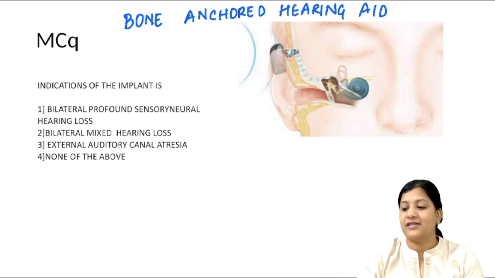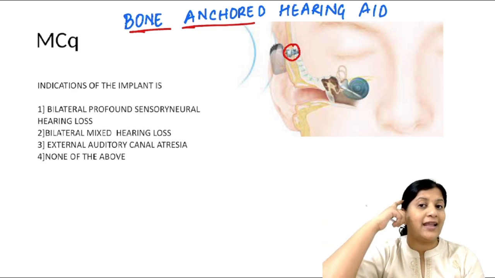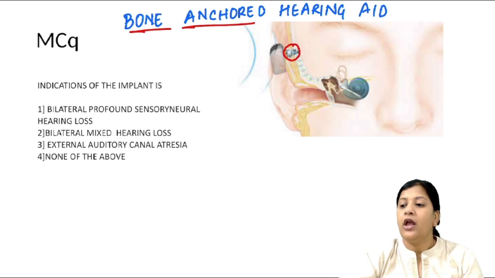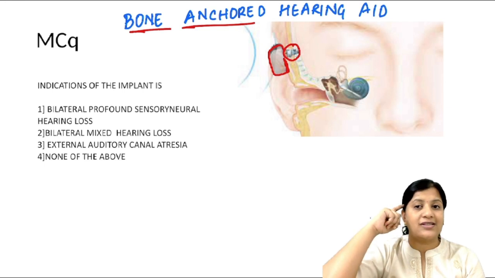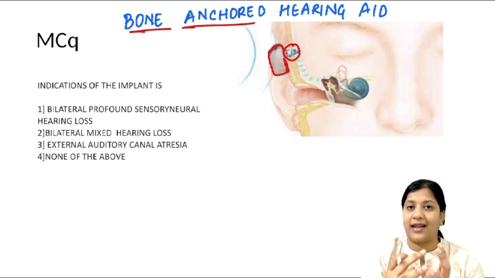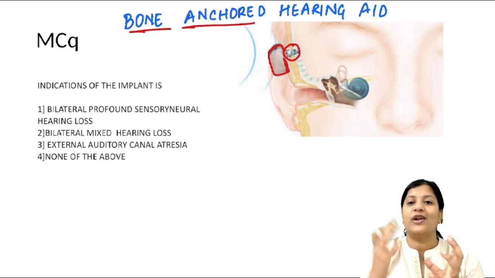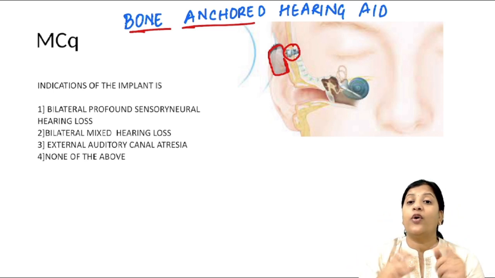So the name itself is giving you the answer. The hearing aid is anchored to bone. As simple as that. So you can see there is a small titanium screw that has got integrated with the squamous temporal bone. Over that, you have got a receiver. So this is a one-time surgery where you will put the screw in the squamous temporal bone and wait for it to get osteointegrated with the surrounding bone. Once it has got osteointegrated, over that you will put an abutment and a processor that is going to receive the sound. This sound is going through the bone.